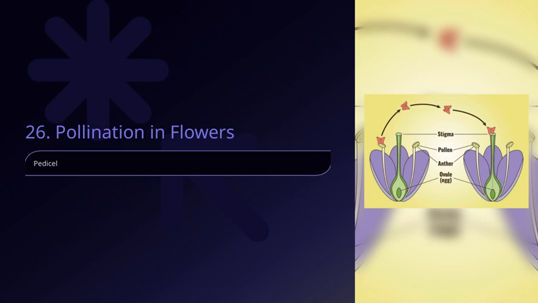So, in the broader context of pollination, the pedicel isn't just a simple stem. It's a crucial component that influences the flower's visibility and accessibility, ultimately supporting the plant's reproductive success.